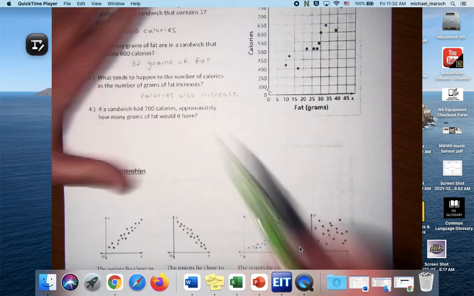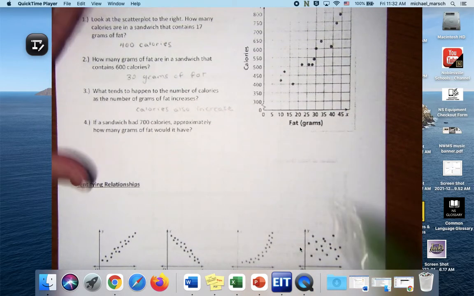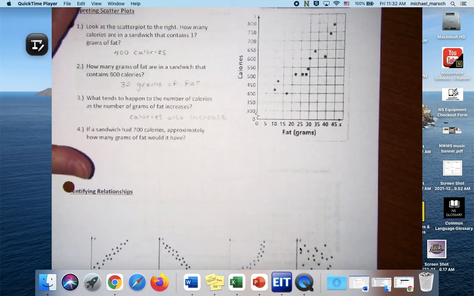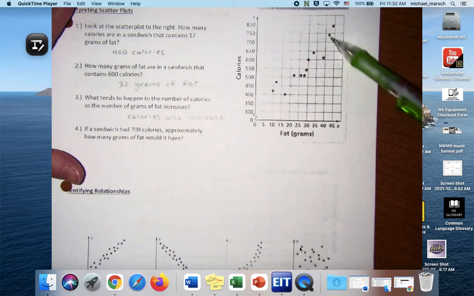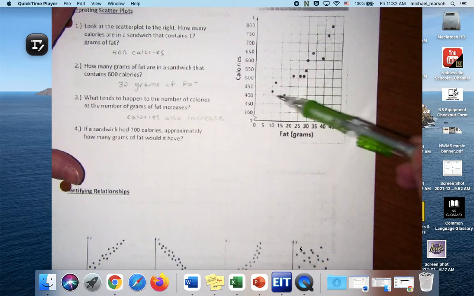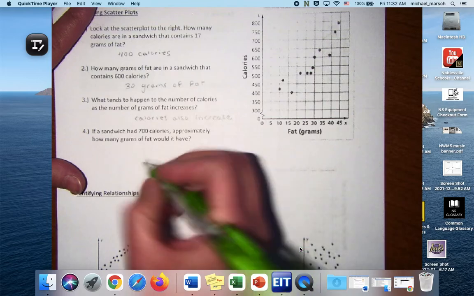So, all right, 700 calories would have approximately 40 grams of fat. How did you decide that? Somebody besides Hannah. Anybody besides Hannah? She's doing all the work. It's 40 because it's 700, and that's the only thing there, right? Because of the trend. You can kind of see that this is the pattern, this is the trend. Yep. Thank you. Bye, Evelyn.